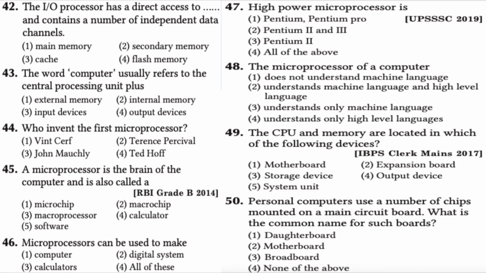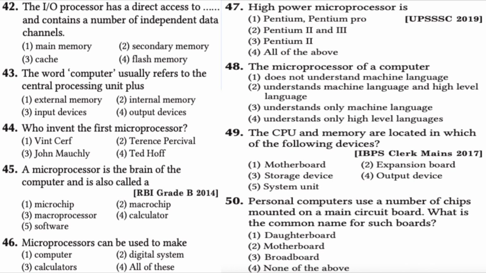Microprocessors can be used to make computers, digital systems, and calculators, showcasing their versatility in various applications. Now, let's explore question 47. High-power microprocessor is high power. Here, the correct answer is 4. All of the above. High-power microprocessors include Pentium, Pentium Pro, Pentium 2, and 3, representing advanced computing capabilities.